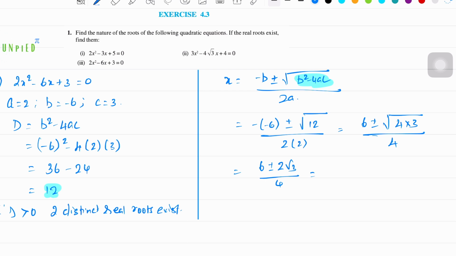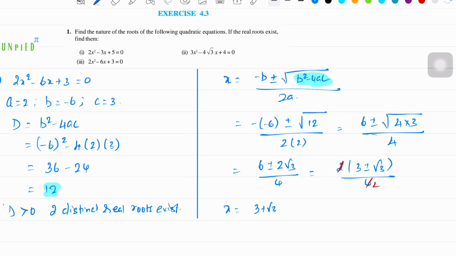and in the numerator we can take 2 commonly outside the expression. So this will be 2 times (3 plus or minus root 3) over 4. We can cancel, 2 will go 2 times. So the roots are (3 plus root 3) over 2 and (3 minus root 3) over 2. So this is our answer.